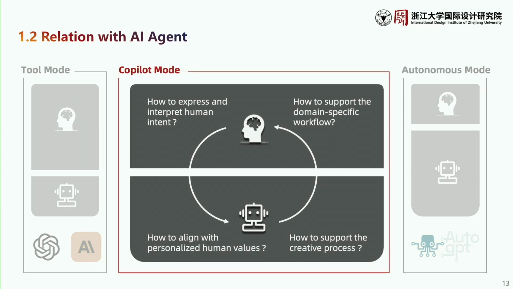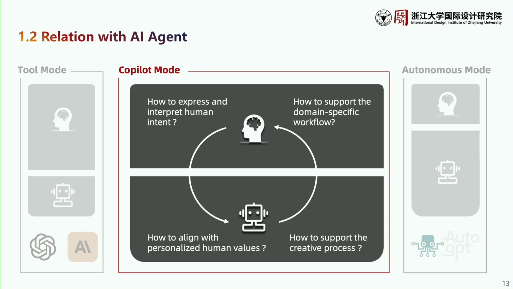Well, none of them. I think we need to combine both, and we call it the copilot mode. The difference is that the role of human and the role of machine are half and half. The human needs AI to do rapid outputs, but the machine also needs humans to offer design inspirations. So here are our research questions.